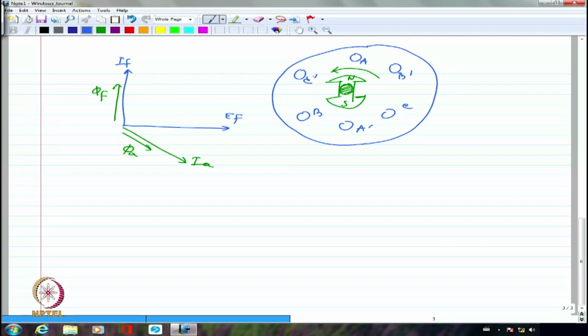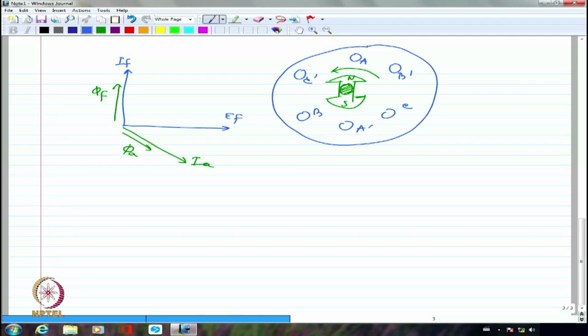I am going to have induced EMFs in A dash, then subsequently after 120 degrees I will have it in B dash, then subsequently in C dash. I am assuming that the air gap shaping, the windings I have placed and all those things are sinusoidal in nature, because of which I am going to have a sinusoidal induced EMF in all three phases. They are shifted from each other by 120 degrees. That's about it when it is in open circuit condition.